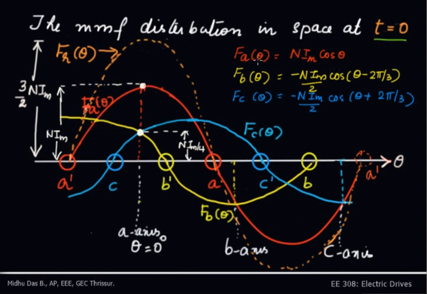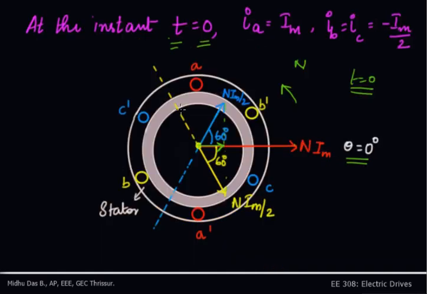At t equal to 0, Fa of theta is Nim cos theta, Fb of theta is minus Nim by 2 cos theta minus 2 pi by 3, and Fc of theta is minus Nim by 2 cos theta plus 2 pi by 3. Now you see, this is the theta equal to 0 point between C and B dash. Isn't it? What we have done here, we have simply laid this three phase winding into a straight sheet.